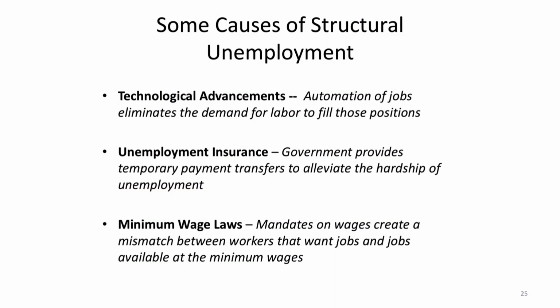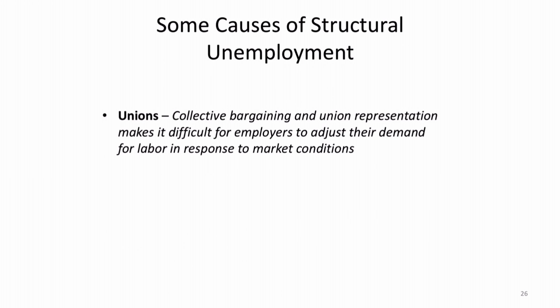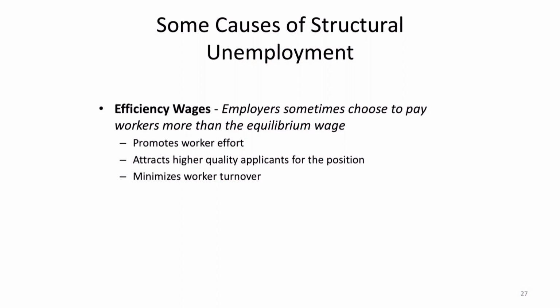Next, minimum wage laws. Minimum wage laws create a mismatch between workers that want the job at the higher minimum wage rates and the jobs that are available at that wage rate. This mismatch is going to cause unemployment. Next, unions also make it difficult for employers to pay at the equilibrium wage rate. Because of collective bargaining, they push up the wage rate above the equilibrium wage, and therefore cause a mismatch between the number of workers that can work union jobs and the number of union jobs that are available, and thereby causing unemployment. And lastly, what we call efficiency wages.